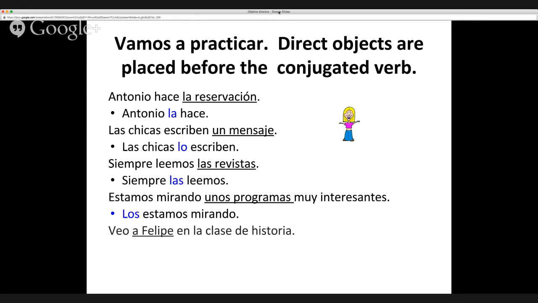Another good example, veo a Felipe en la clase de historia. We've already talked about the fact that Felipe is the direct object. Think back to your direct object pronouns: me, te, lo, la, nos, os, los, las. Which would logically take the place of something singular and masculine like Felipe? Put it before the conjugated verb, and you end up with lo veo. Veo means I see, and lo means him. Lo veo. I see him.